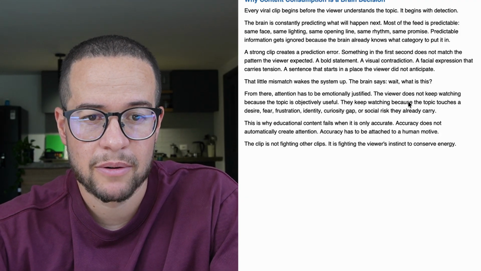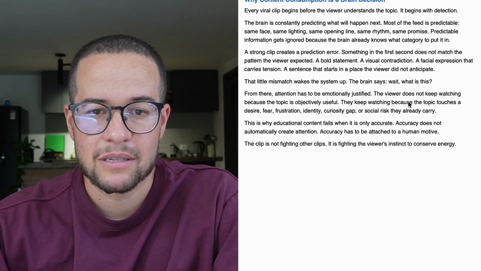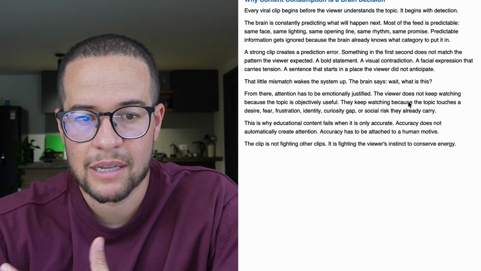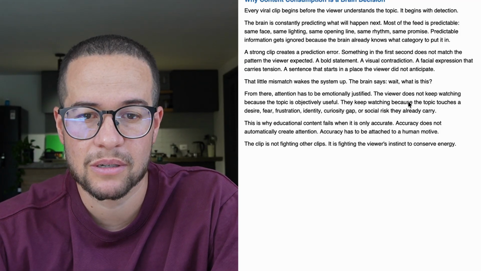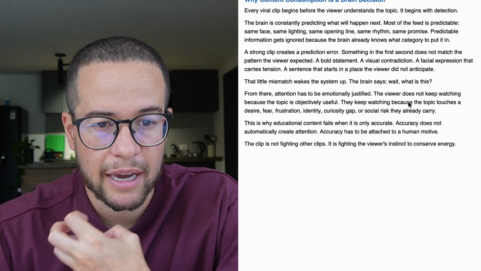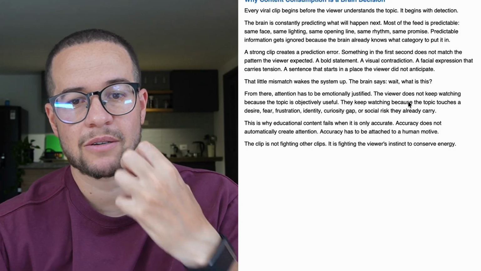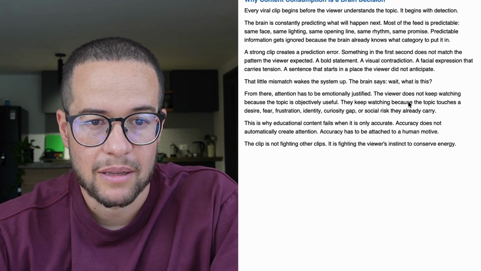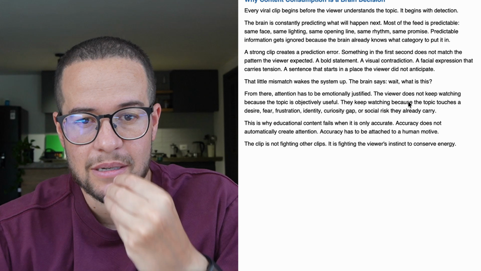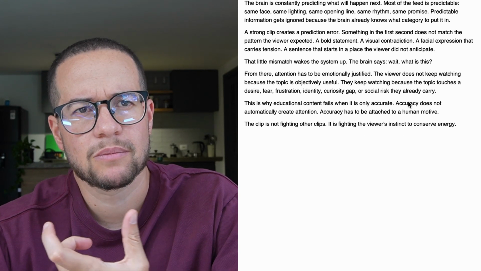A strong clip creates a prediction error. Something in the first second does not match the pattern the viewer expected. A bold statement, a visual contradiction, a facial expression that carries tension, a sentence that starts in a place the viewer did not anticipate. The little mismatch wakes the system up. The brain says, wait, what is this?